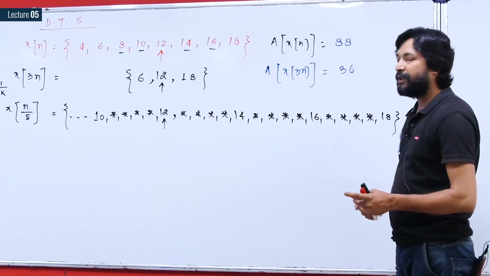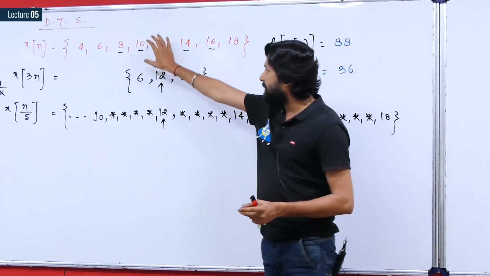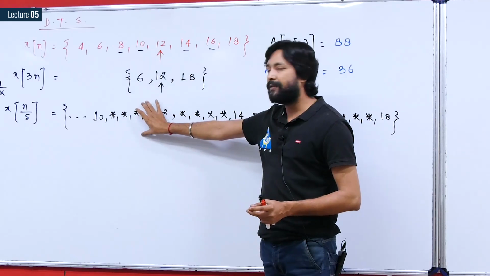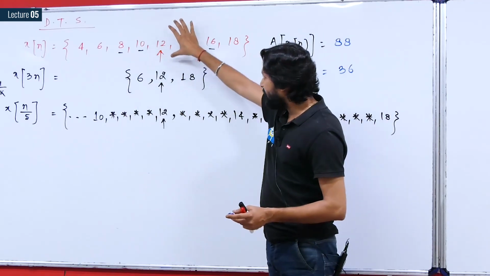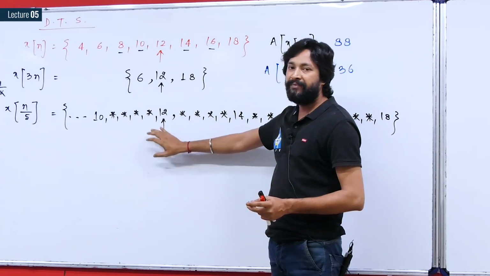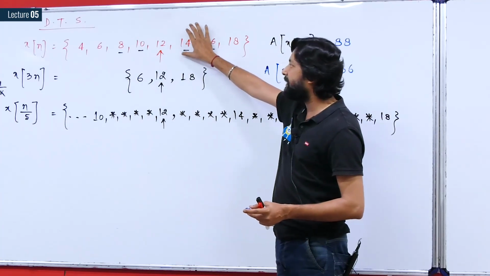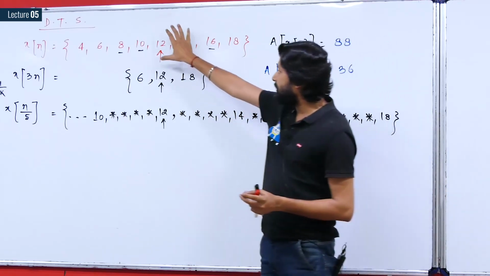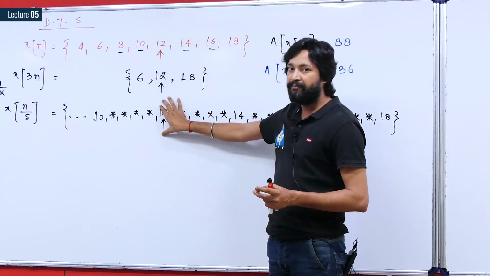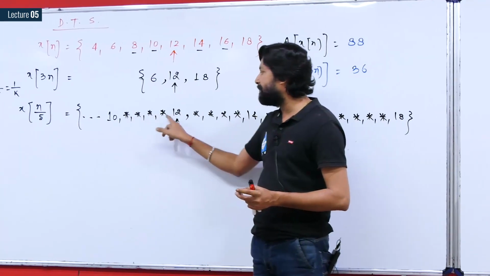Now in case of interpolation also, as all of these samples of x of n are contained in x of alpha n also, where alpha is less than 1 now, the area of x of n by 5 is definitely going to be greater than the area of x of n. In magnitude I am talking, because all of these sample values are still present in this signal and you are appending some more samples in between them.